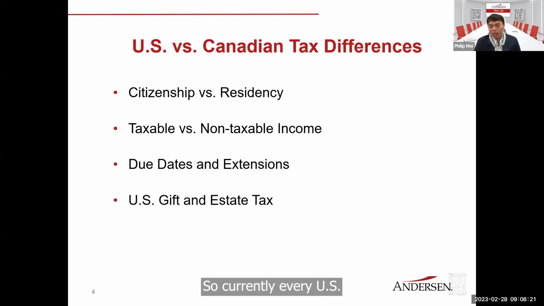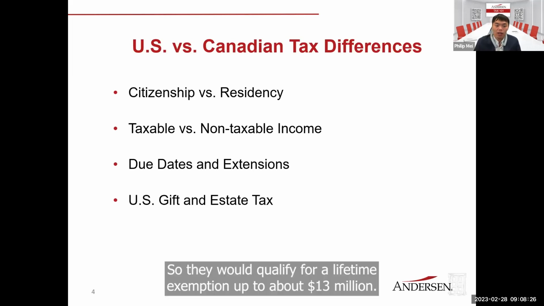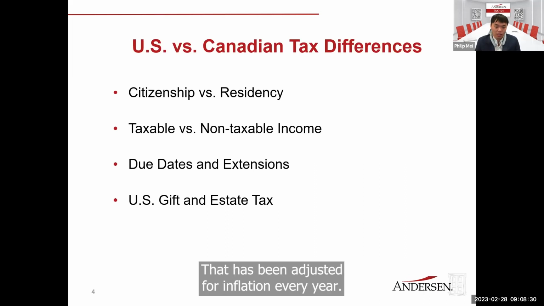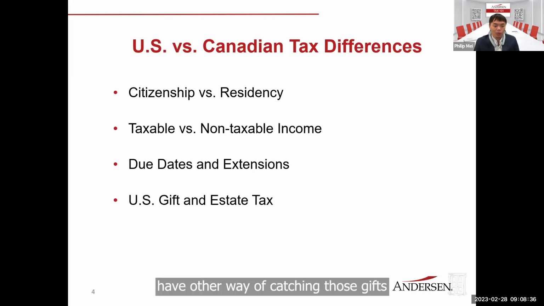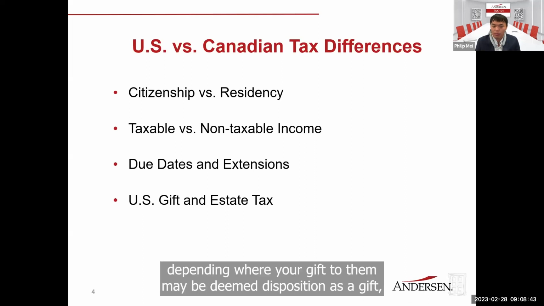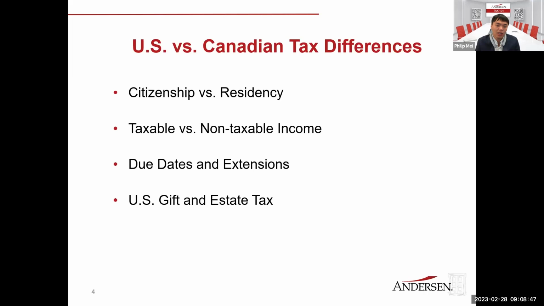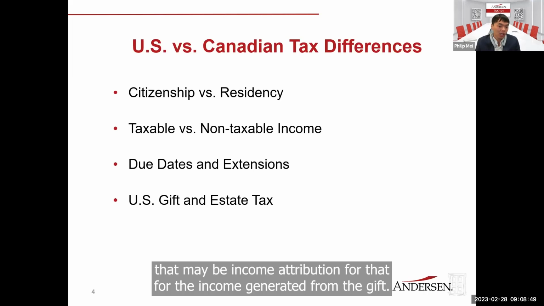So currently, every US citizen or domiciliary would qualify for a lifetime exemption of up to about $13 million that is adjusted for inflation every year. In contrast, in Canada, they have another way of catching those gifts and estates. In Canada, whenever you make a gift, depending on who you gift it to, there may be a deemed disposition at the gift. There may be income attribution for the income generated from the gift.